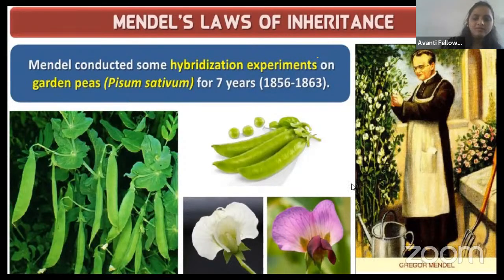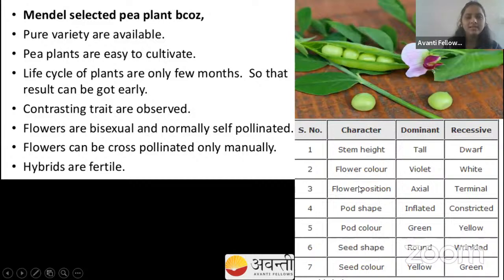So why did he choose the pea plant? Let us see. First, a pure variety is available. What do you mean by pure variety, ma'am? I will tell you, guys. Suppose I take a tall plant and do self-crossing. The plant obtained from the self-crossing will be similar to the parent, with a similar height. Then we call that a pure variety.